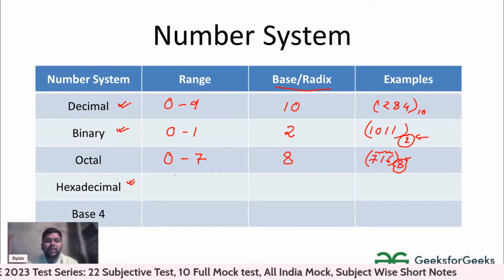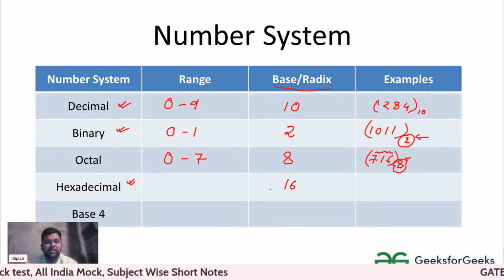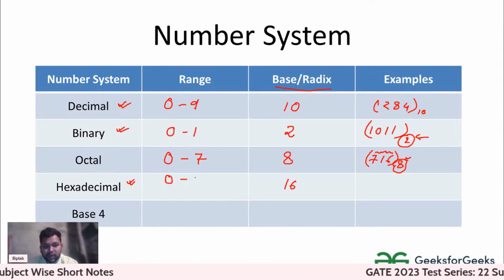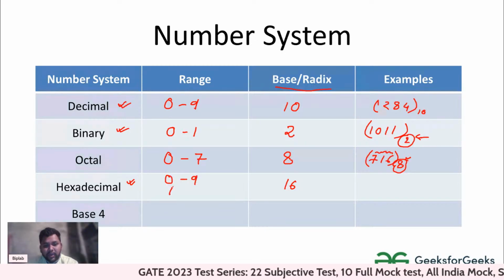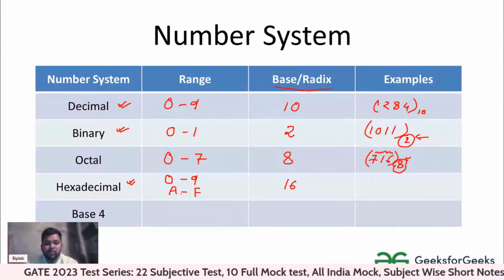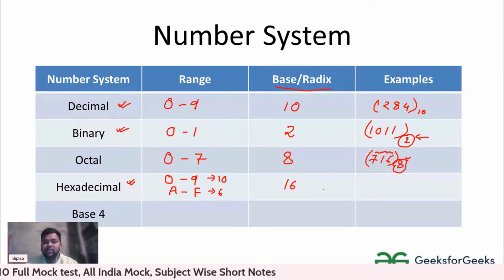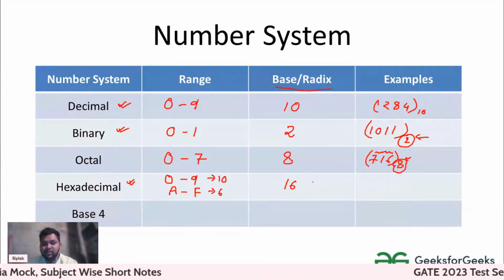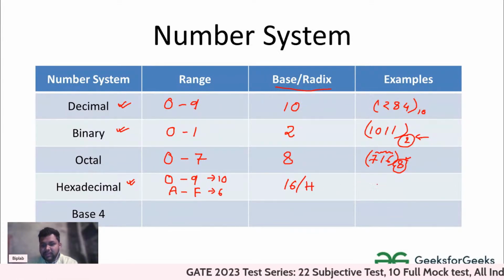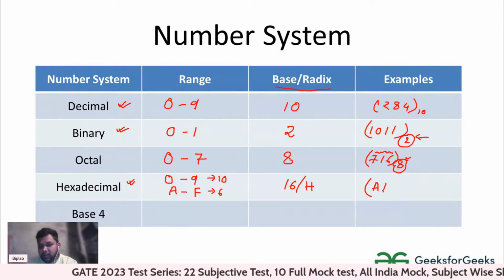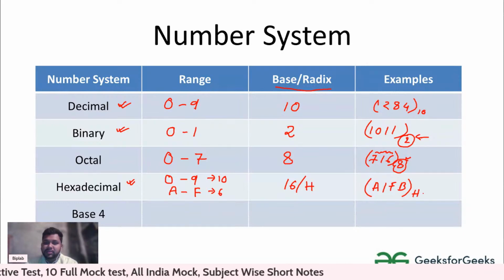Then comes hexadecimal, where the base is 16. But how do you get 16 unique digits? You have 0 to 9, which is 10 digits, so we include A to F also. A to F gives 6 more digits, so in total you have 16 digits. So the base is 16, also called hex. You can write a number like A1F in base 16.